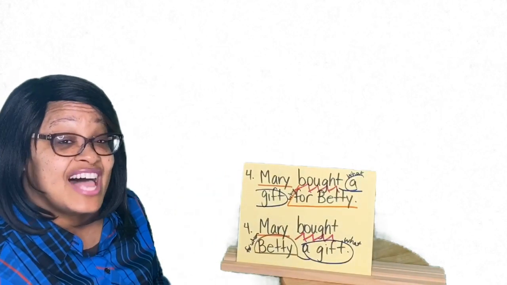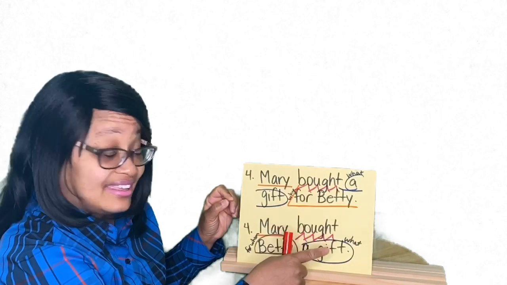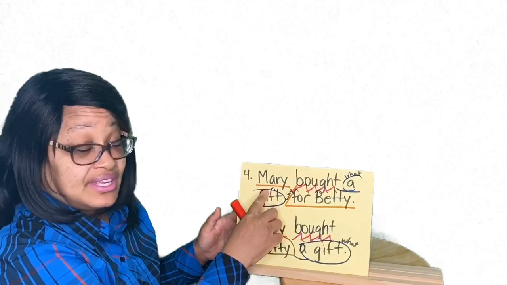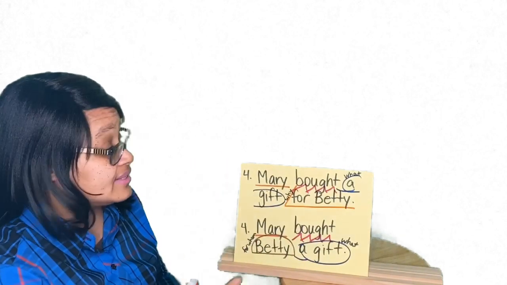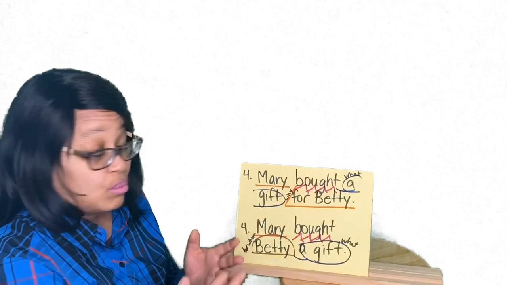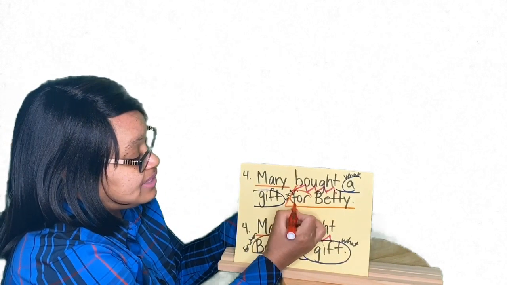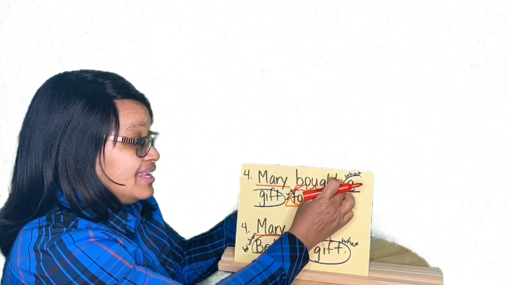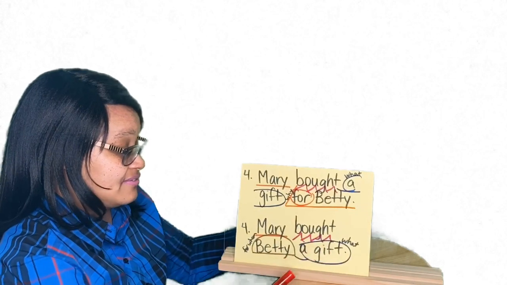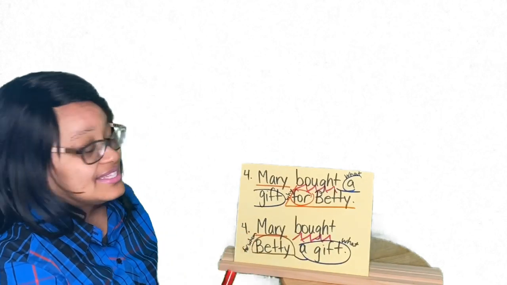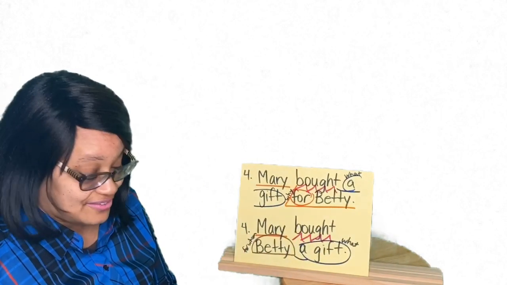Let's try this last one. Mary bought a gift for Betty. So here we have Mary as our subject. What did Mary do? Bought. Bought what? A gift. Why? For Betty. Okay, well we can eliminate the for, move Betty up, and say, Mary bought Betty a gift. So Betty is our indirect object, and the direct object is the gift.